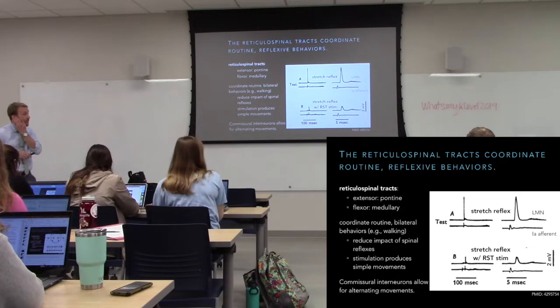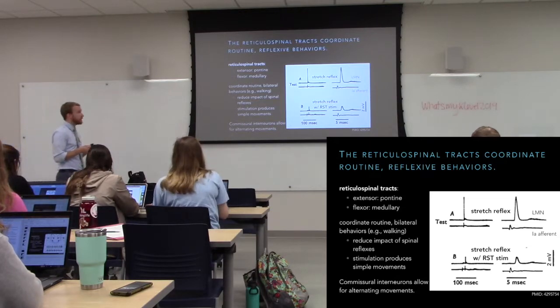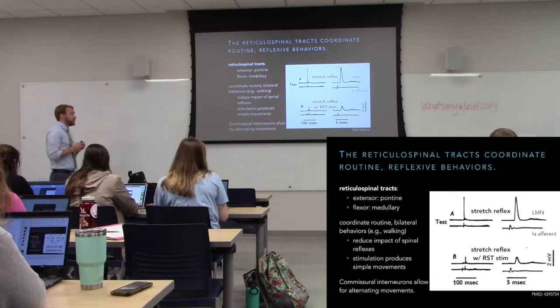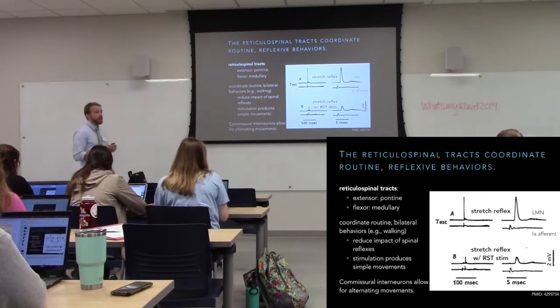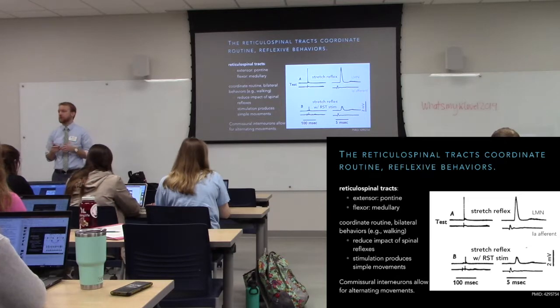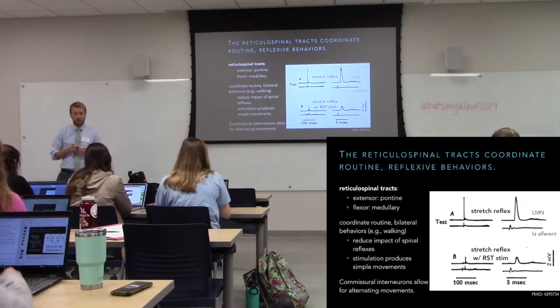There are different groups of reticular nuclei that are going to innervate the extensor or flexor muscles, and the extensors tend to be in the pons, the flexors tend to be in the medulla. And when you're thinking of the reticulospinal tract, I hope that you'll think of well-patterned bilateral movements. That's what it's all about. Things that you do routinely that involve both sides of the body, like walking.